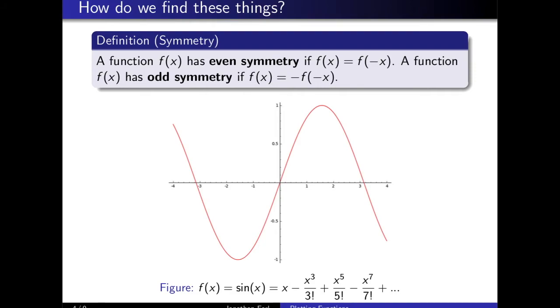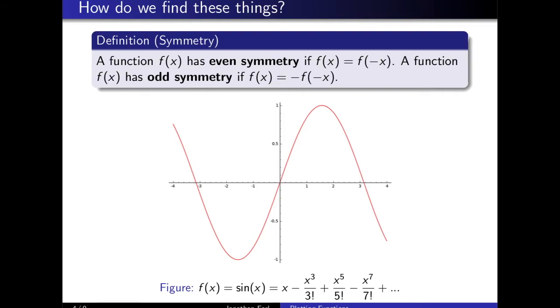So a function is said to have even symmetry if it satisfies the relation that f of x is f of minus x. And a function has odd symmetry if f of x is minus f of minus x. And the names for these symmetries are not showing up by accident.